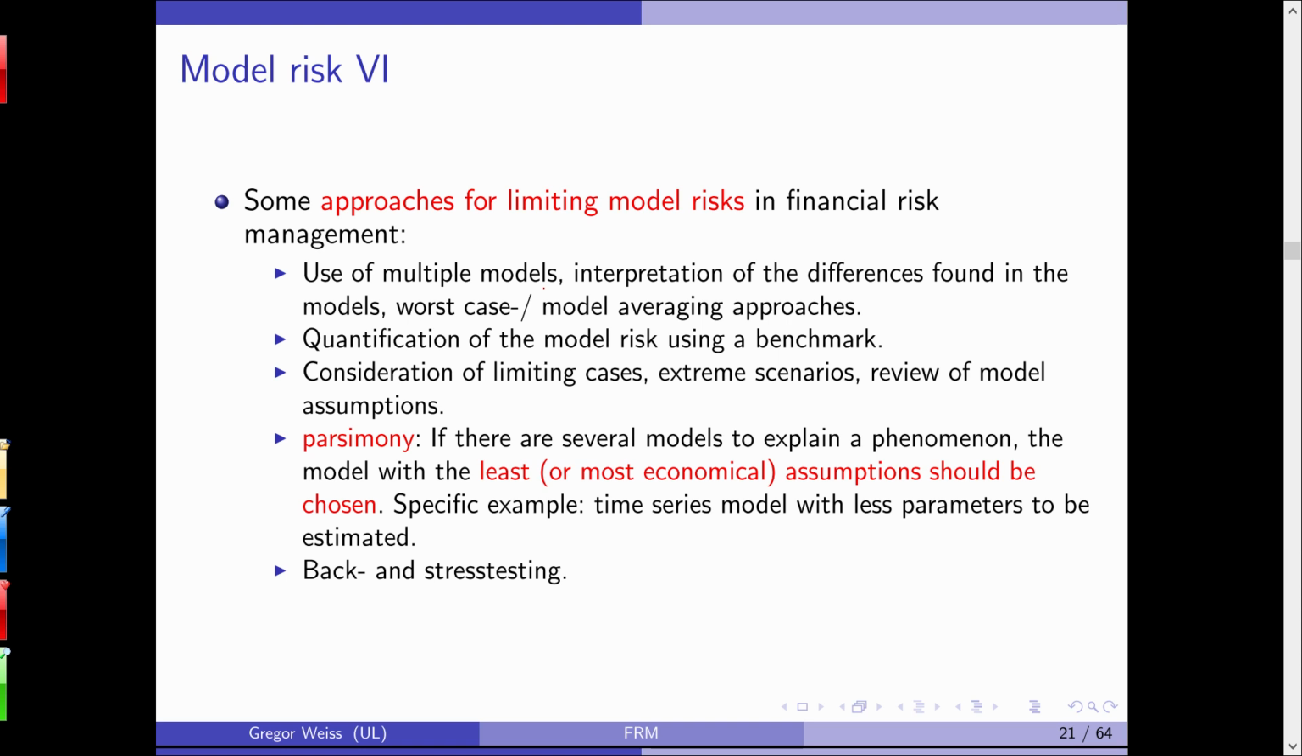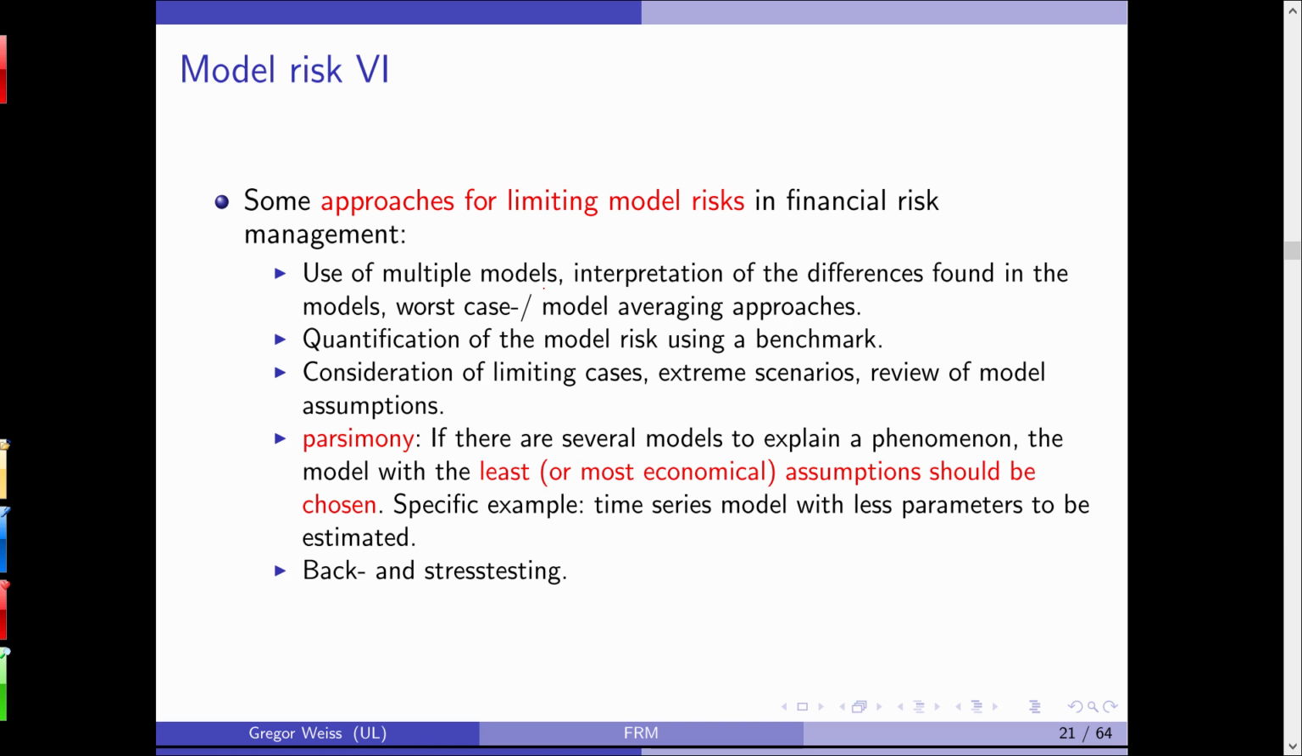Also, it is always a good strategy to try to use parsimonious models. What is a parsimonious model? Parsimony means that if there are several models to explain a phenomenon, the model with the least or most economical assumptions should be chosen. For example, in a time series model, you should try to do the best with the smallest number of parameters.